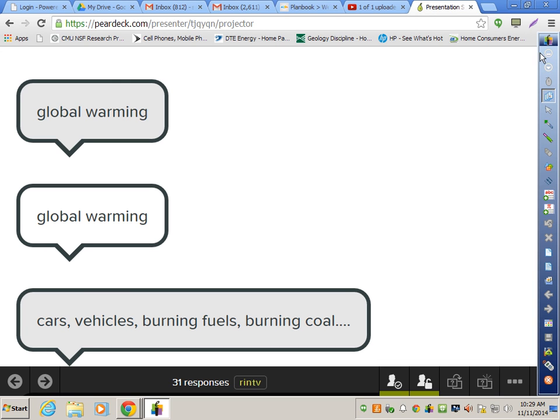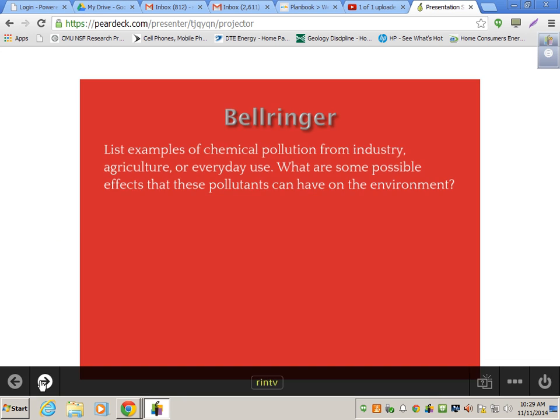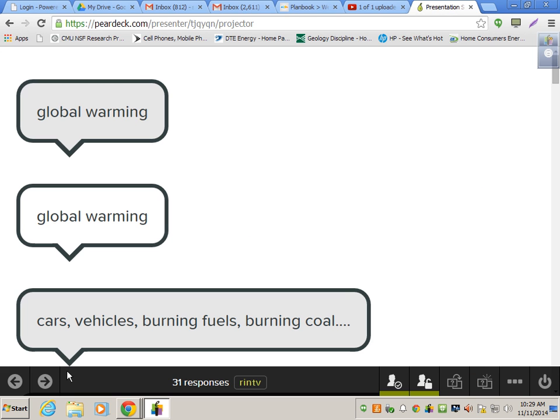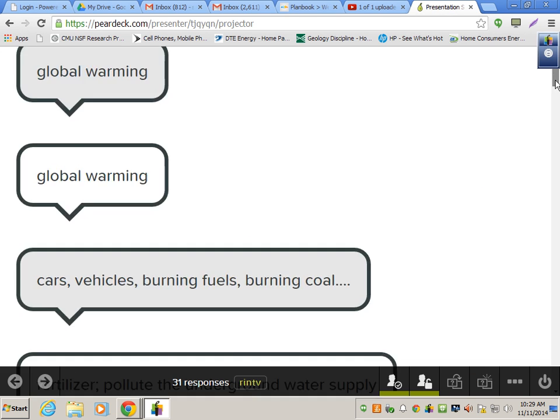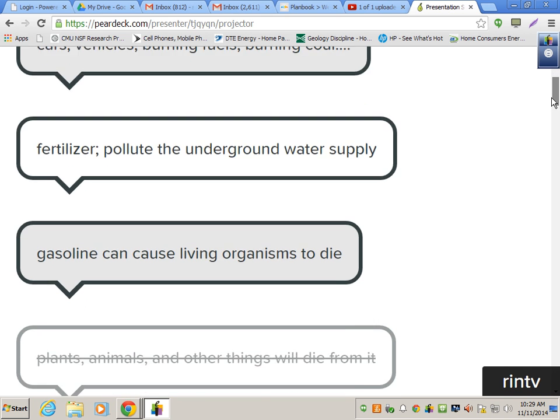I asked the question. Actually, I have to go back because I forgot what I asked. Some pollution for everyday agriculture and some possible effects that those pollutants have on the environment. You guys told me global warming with no effects. So those are some things that definitely affect it.